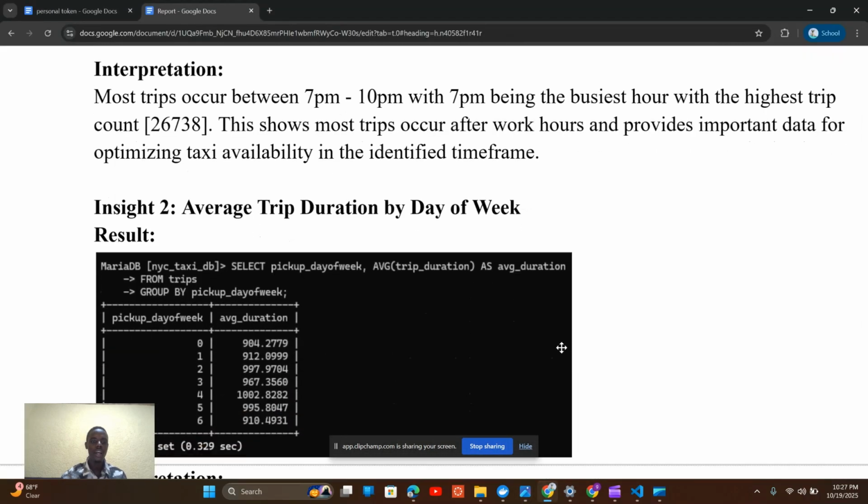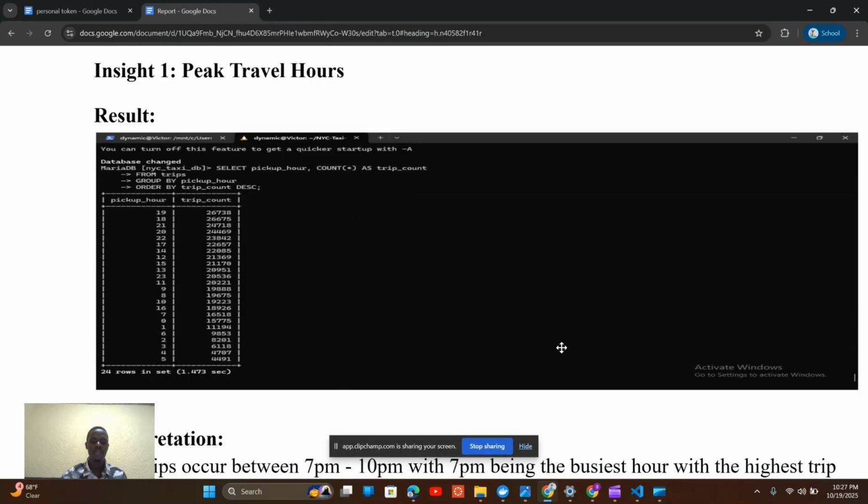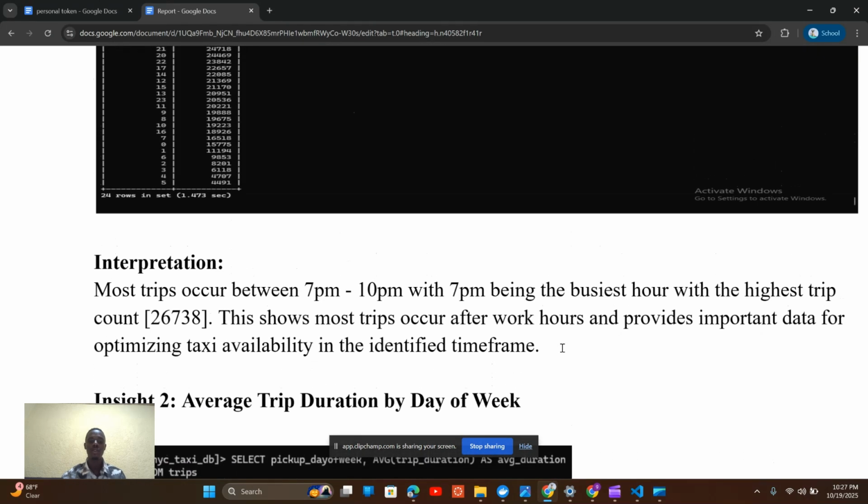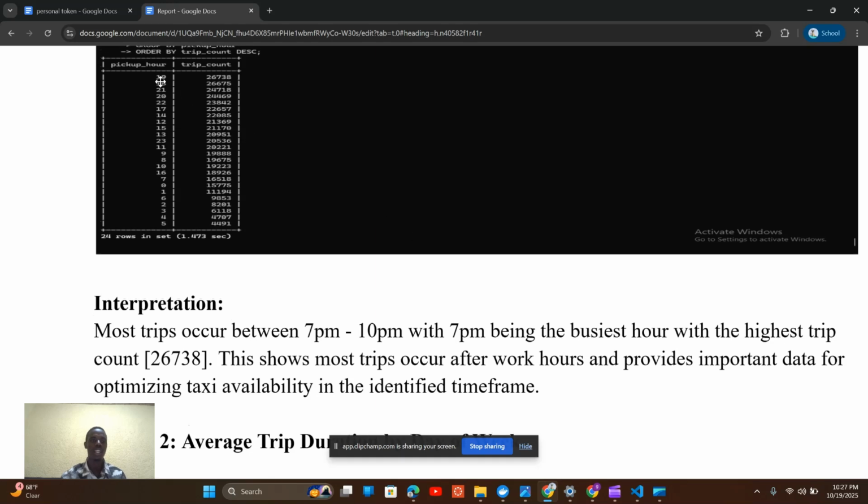So what I can say is that with our visualization and interpretation, we have seen that 7 to 10 p.m. was the busiest time, because we can tell that 19 is 7 p.m. We had a trip count of 27,738, which means that people are moving from work to home. So that time was the busiest time.